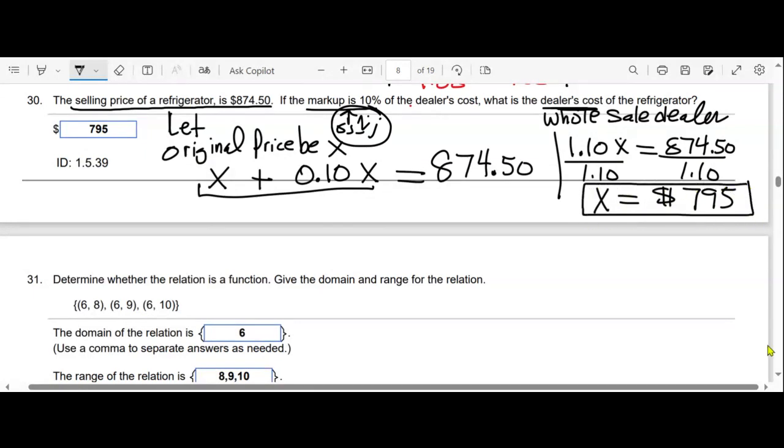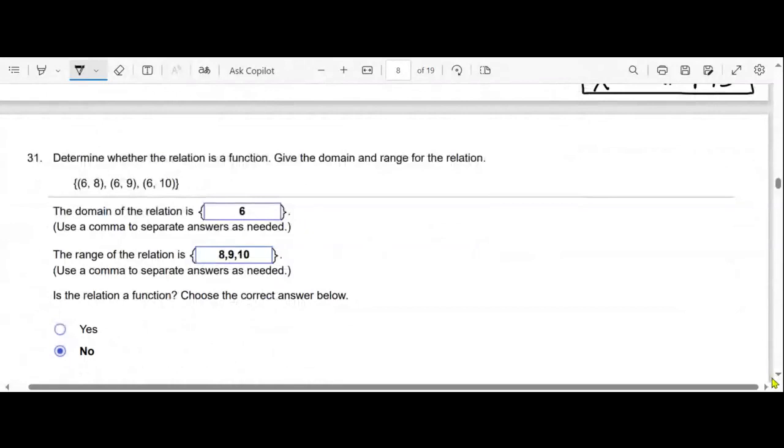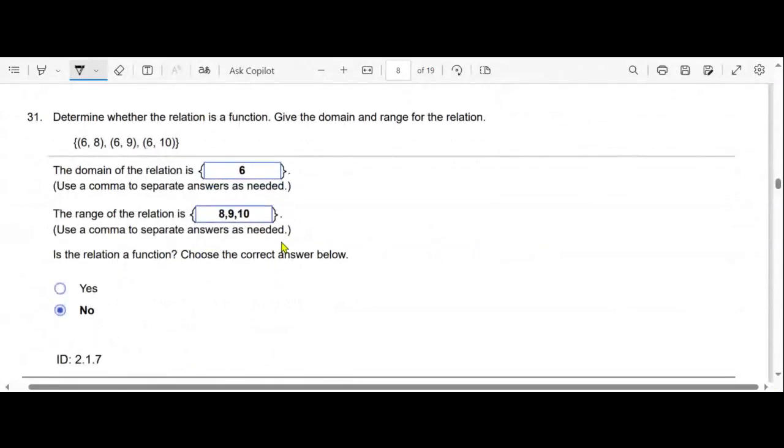Is this clear? Yes. Next one. Who can read the next one? I will read. Determine whether the relation is a function. Give the domain and range for the relation. Okay, so can you tell me, is this a function or not a function? You look at X. Is X repeated? Yes, 3 times. If X is repeated, that means function or not function? Not a function.